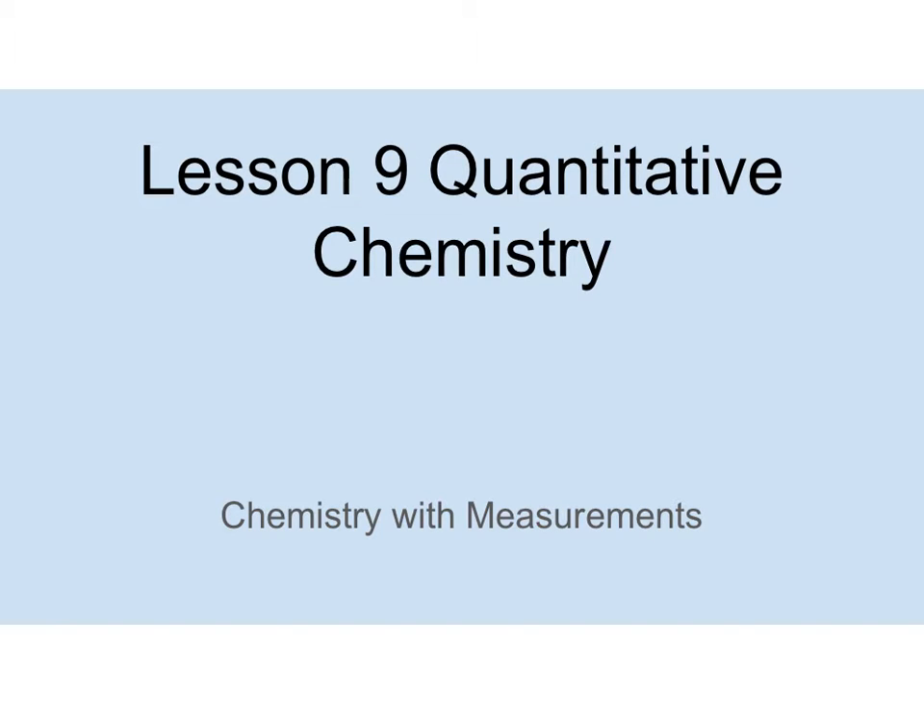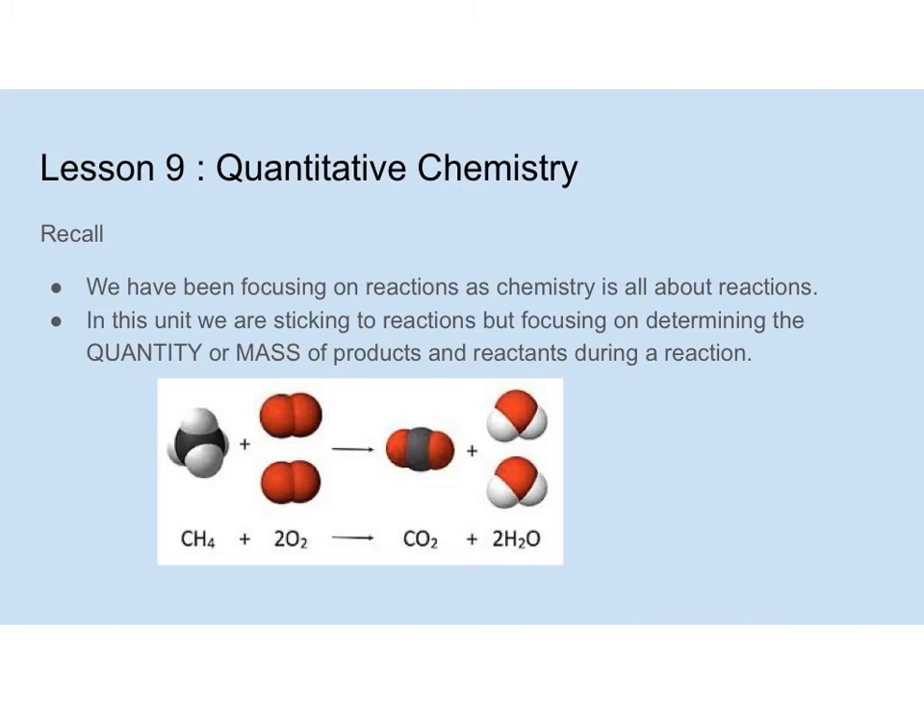So we're going to go through chemistry with measurements. Recall, we've been focusing on reactions in chemistry, and really chemistry is all about reactions. So that's why we're going to be focusing the rest of the year on reactions. In this unit, we are sticking to reactions, but focusing on determining the quantity or mass of products and reactants during a reaction. What I mean by that is, if I burn, say, 100 grams of methane or natural gas, how much oxygen do I need for perfect combustion?